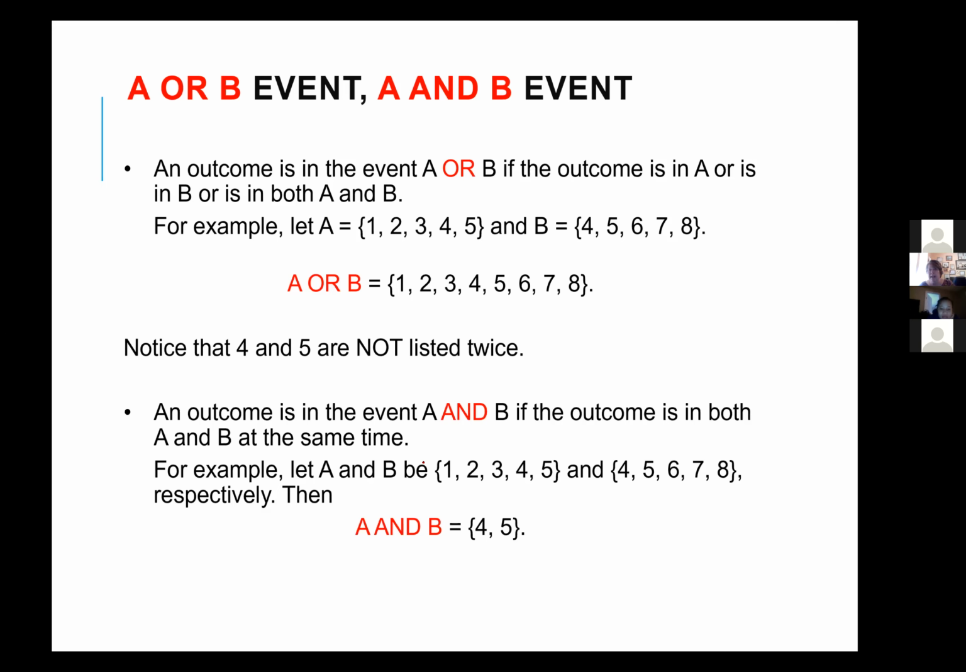For example, let A be the event that consists of the items 1 through 5, and B be the set of outcomes 4 through 8. Then A or B is the union of those two sets, which means we join the two sets together. Sorry, out of room. Join together.